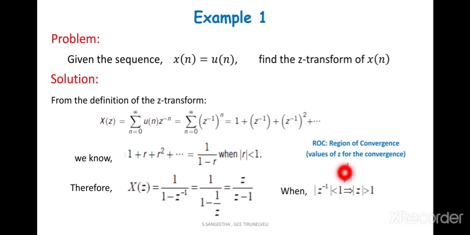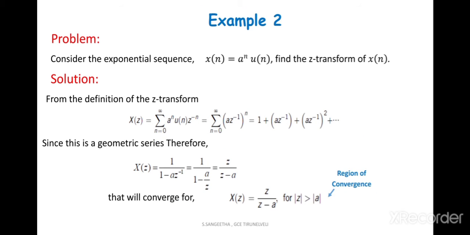So here the region of convergence, that is, here in the place of r we are having z to the power minus 1. So z to the power minus 1 will be less than 1, which means 1 by z will be less than 1, then z will be greater than 1. So the region of convergence will be z greater than 1.